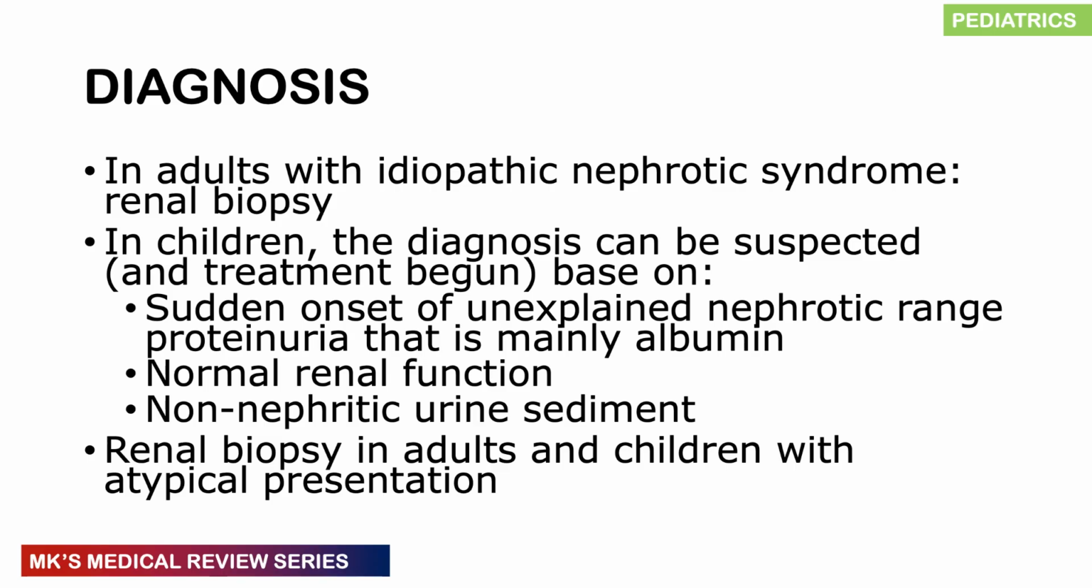So in terms of a diagnosis in adults, those that have idiopathic nephrotic syndrome, you want to get a renal biopsy for them. But in children, the diagnosis is going to be suspected, and you should also even start treatment if you see that this child has sudden, unexplained nephrotic range proteinuria, and they're losing mostly albumin. They have a normal renal function. They have non-nephritic urine sediments in their urine. Then in some cases, you may get these atypical presentations in both adults and children, so you want to do a renal biopsy. Of course, don't forget your other investigations like your renal function test, your full blood counts, and all those other supportive investigations.